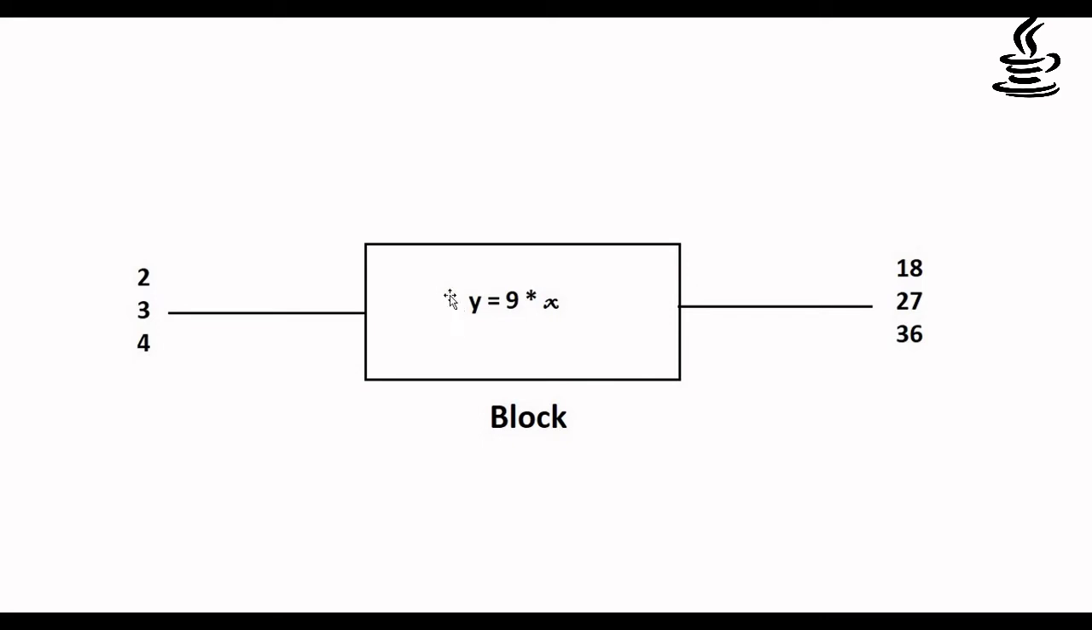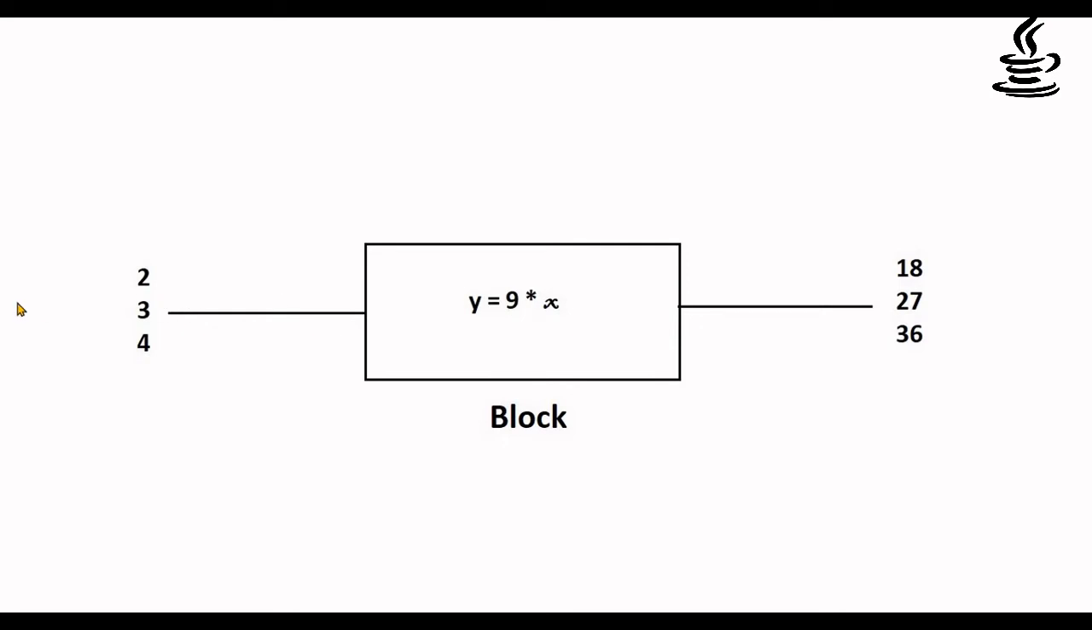whatever integer is given as an input to this block, the block multiplies it by 9 and gives back an output. So when 2 is given to this block, the block multiplies 2 with 9 and 18 is given as an output, because we know that 2 times 9 is 18. Similarly, when 3 is given as an input to this block, 3 is multiplied by 9 and we get 27 as an output. And similarly, when 4 is given as an input to this block, 4 is multiplied by 9 and we get 36 as an output.